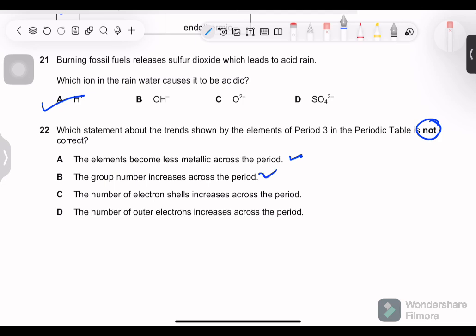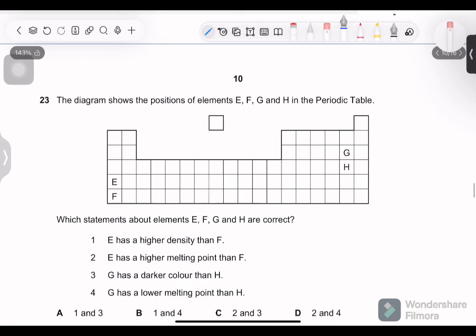The number of electron shells increases across the period. This is incorrect because in a period, the number of shells is the same. In period 3, all elements will have 3 electron shells. In period 2, all elements will have 2 electron shells. And the number of outer electrons increases across the period. This is true, so not our desired option.